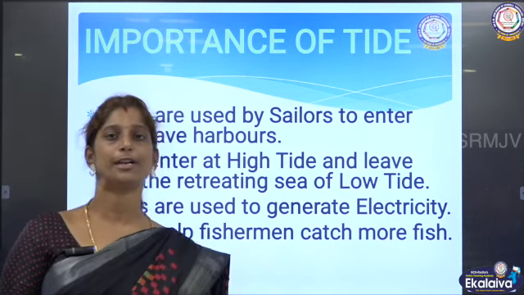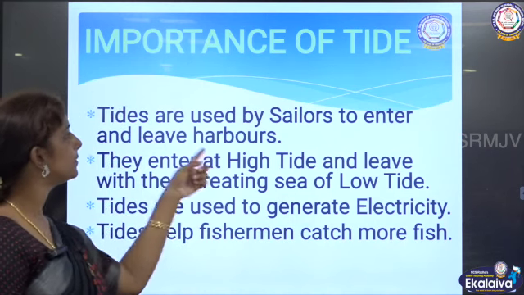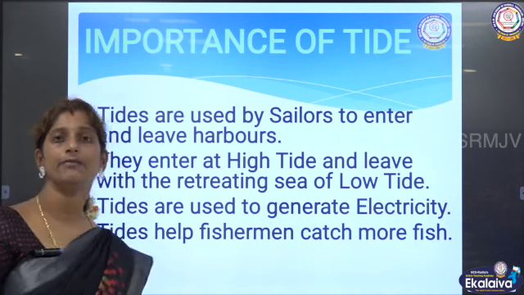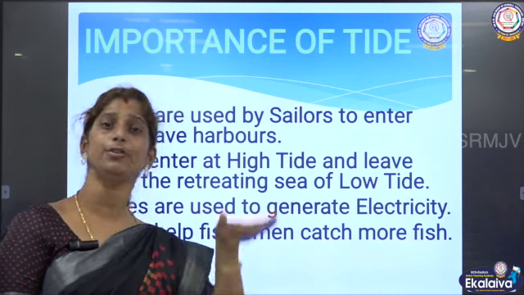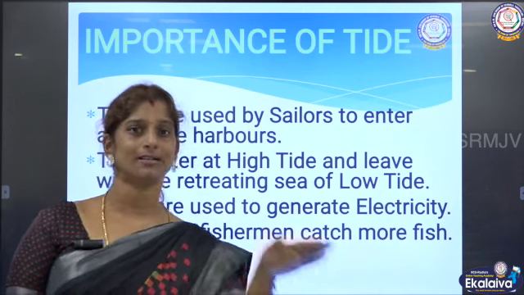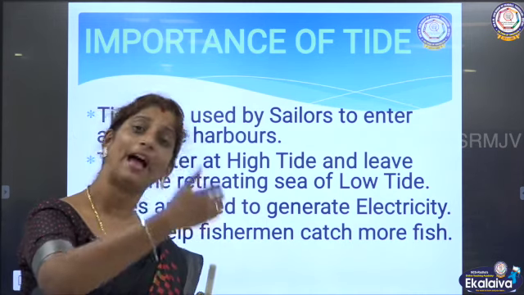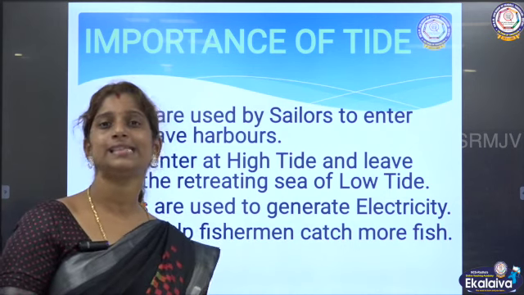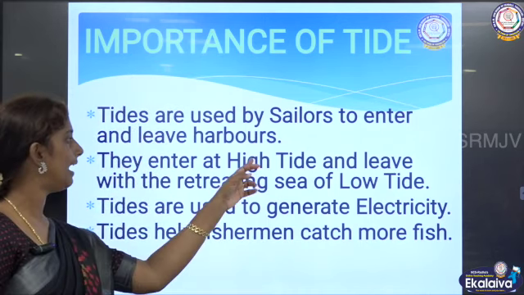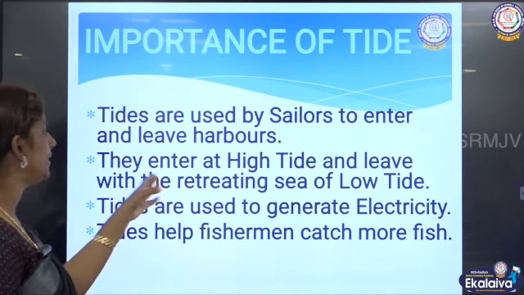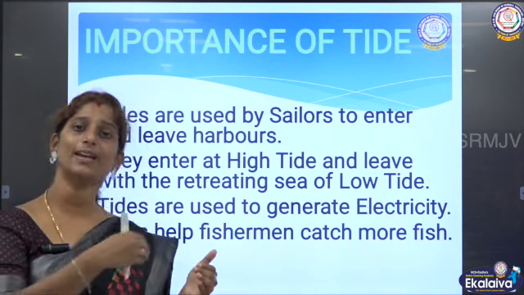So finally we are going to see about the importance of tides. Why are these tides important? Tides are used by sailors to enter and leave the harbor. When they have to reach the land, it is easy during high tide because the water is almost close to the surface of the land. In the same way, when they have to go back to the sea, it is easy during low tide because the water is receding. So they enter at high tide and leave with the retreating sea at low tide. Retreating means the water getting back, receding.